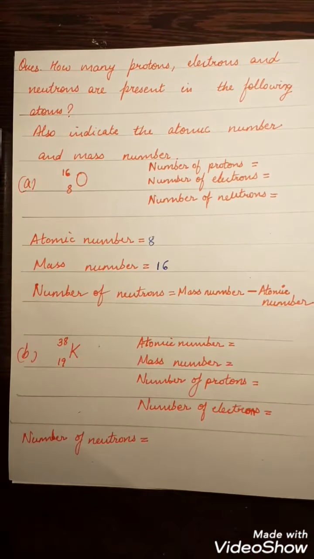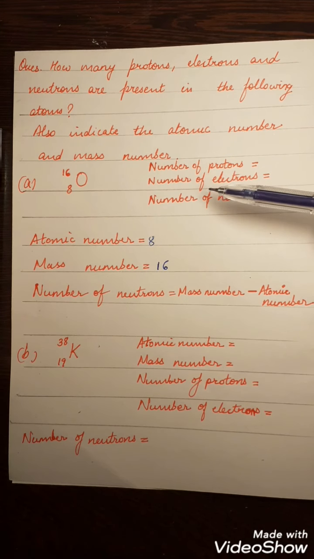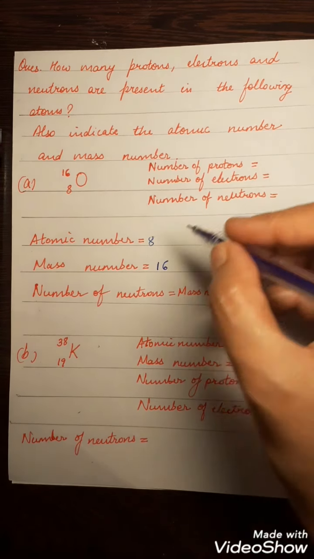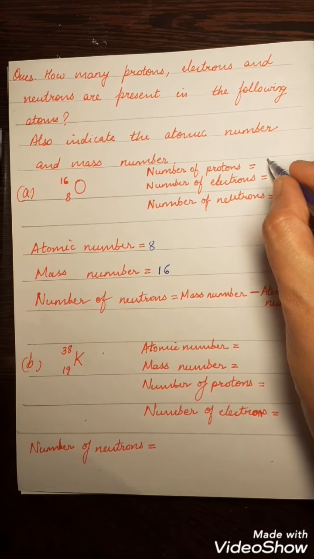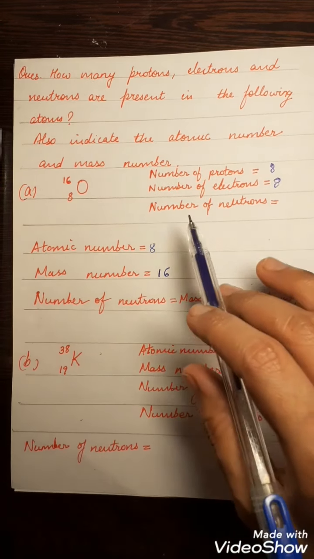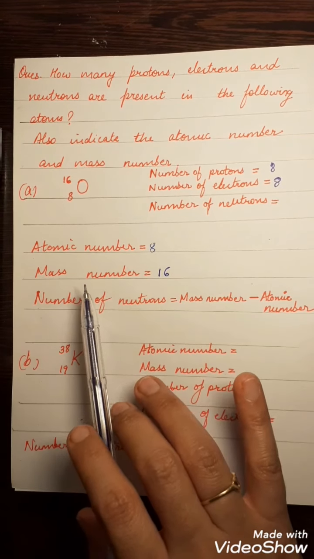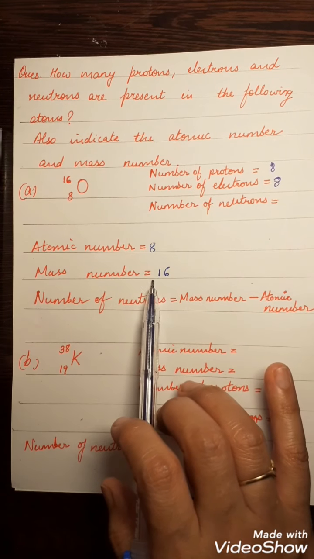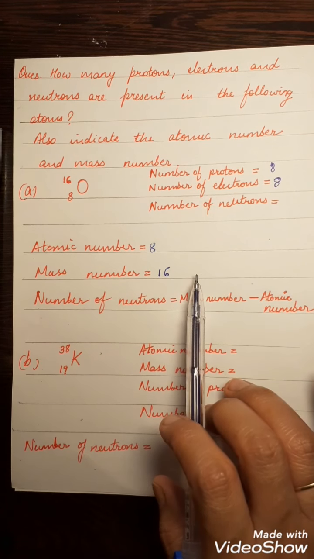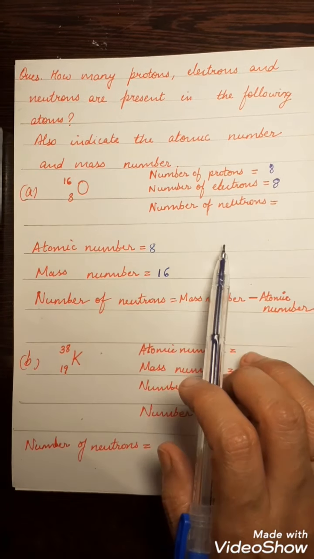Number of the protons, so atomic number is equal to the number of the protons, which is equal to number of the electrons in this neutral atom. So number of the protons will be equal to atomic number, that is 8, and number of electrons also will be 8. Now number of the neutrons. See, as we know, the mass number is 16, which is the sum of number of the protons plus number of the neutrons, right? Atomic number is equal to number of the protons.